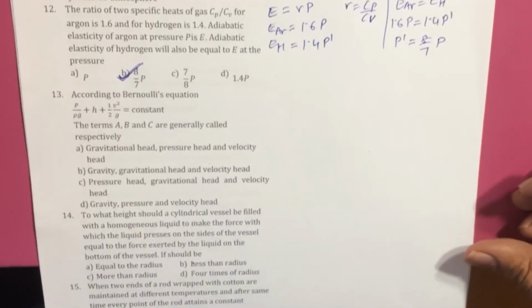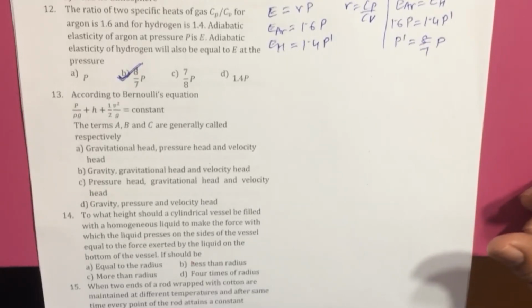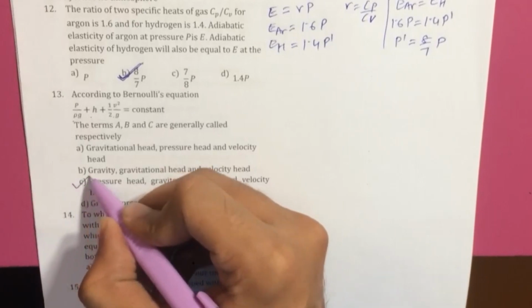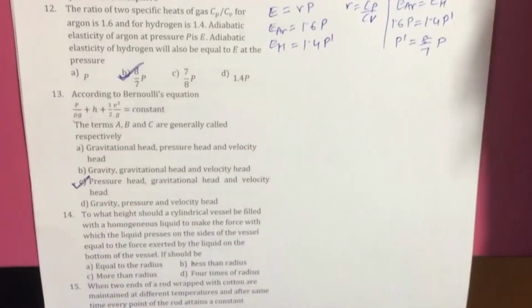Question 13. According to Bernoulli's equation, P by rho g plus h plus half v square by g equals constant. The terms A, B and C are generally called, respectively. Now the terms A, B and C are called pressure head, gravitational head and velocity head. So option C is your correct answer.